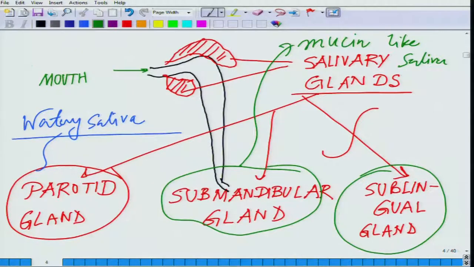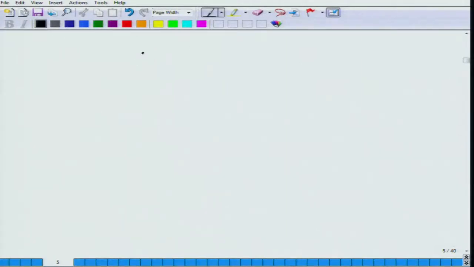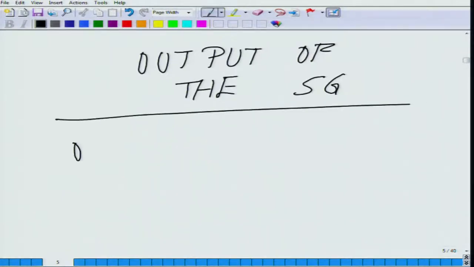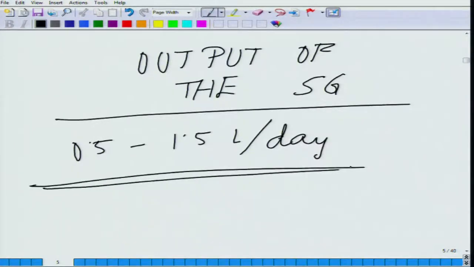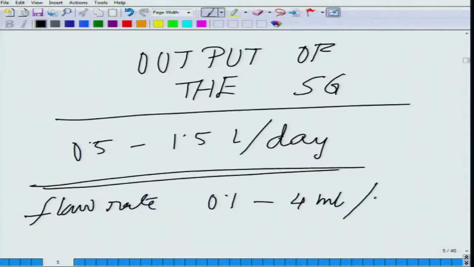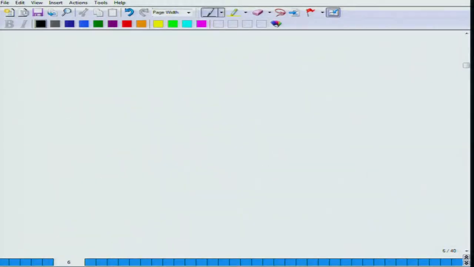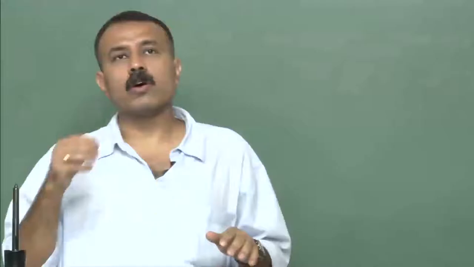And if you look at the output of the salivary gland, I'm just putting it as ASG, salivary gland output is around 0.5 to 1.5 liters per day. The saliva flow rate varies from 0.1 to 4 ml per minute. This is how saliva is regulated, the amount of saliva produced by the mouth at any point of time.